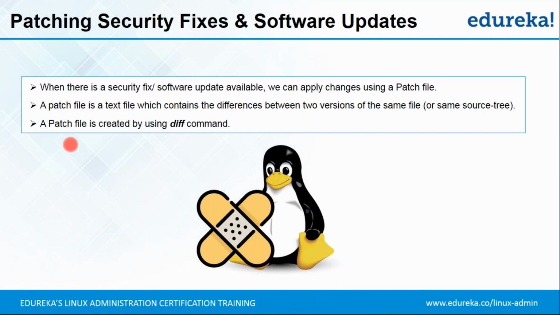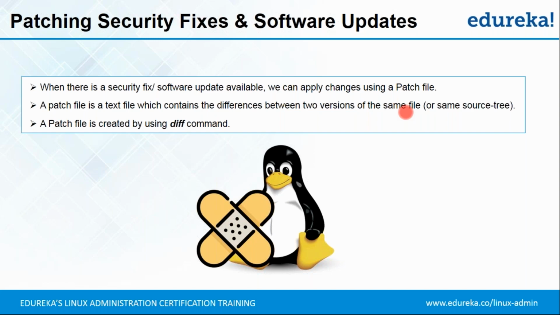So basically, whenever there's a security fix or a software update available, we can apply those changes by using the patch file. So the patch file is a text file which contains the differences between the 2 versions of the same file. So we'll have the original version of the file, right? The first executable which you'll have used to install the software, right? And then based on that, you will have a recent one. You will have a newly updated software, so you'll have that executable. So you'll have the latest version and the one which you installed.